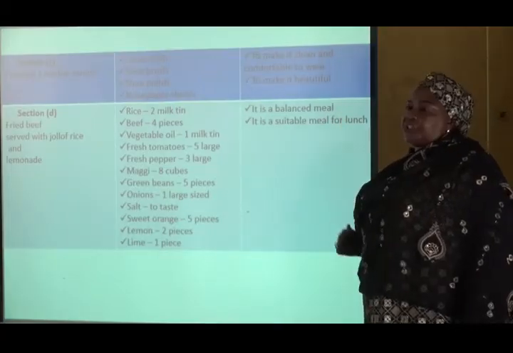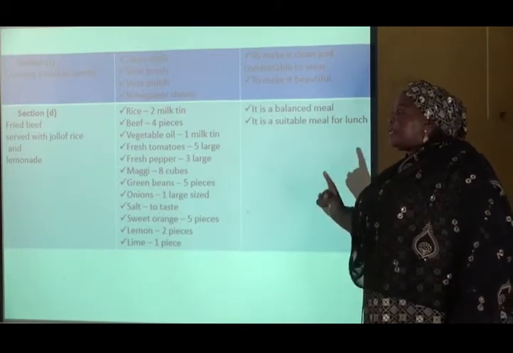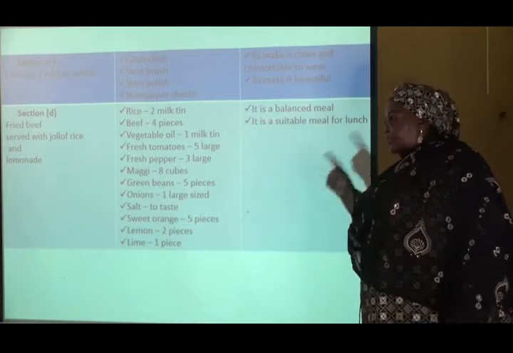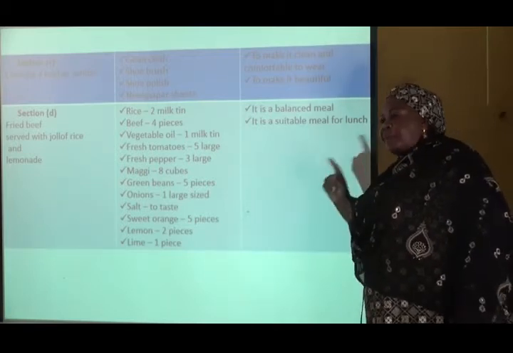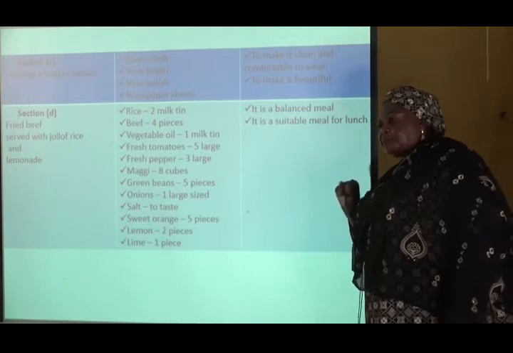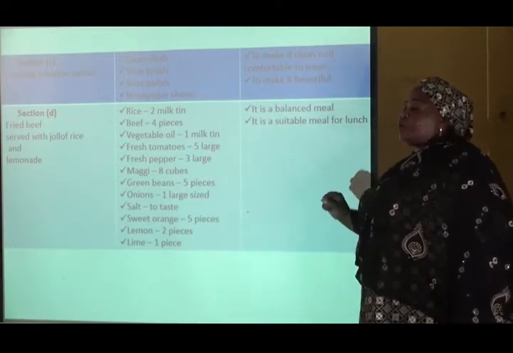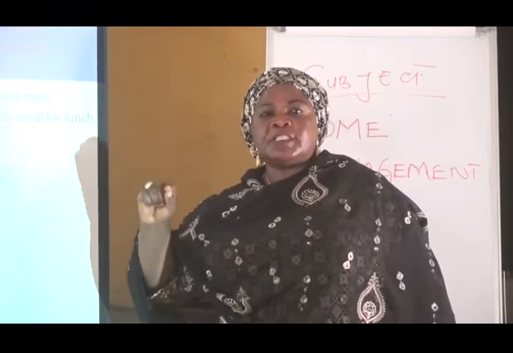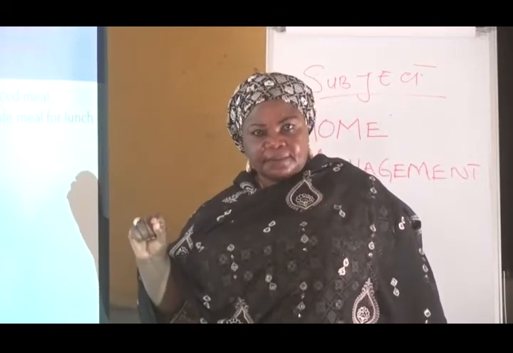Now, the dish to prepare. I told you again, please don't write on section D: prepare a suitable lunch and drink. Tell us what you are preparing. Write what you are preparing. Specify so that the teacher will be able to see it. And remember too, whenever you are writing your menu, start with your protein, please.